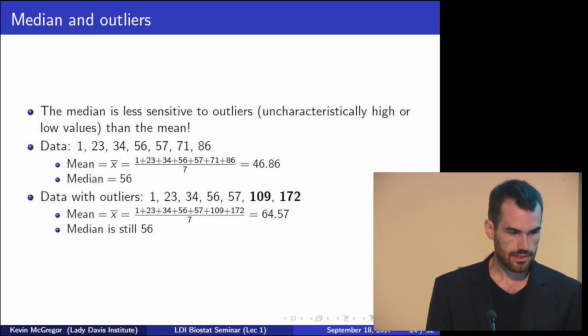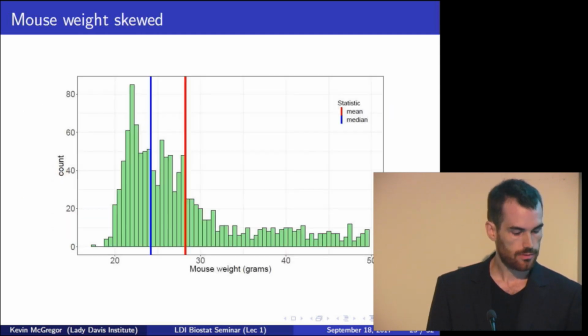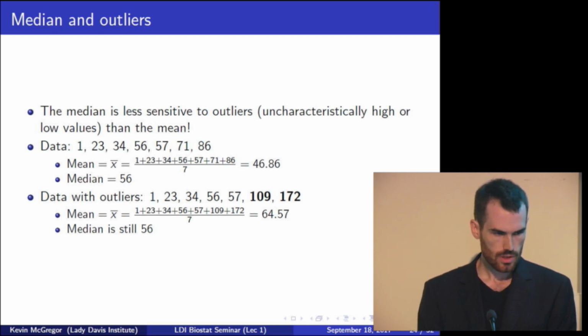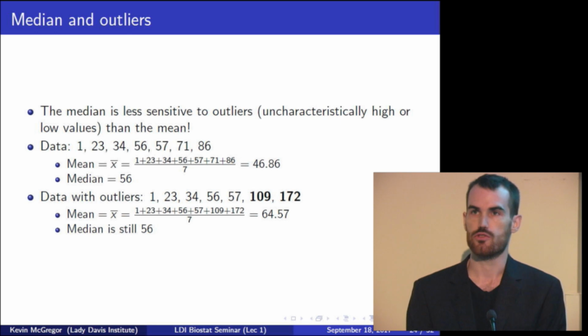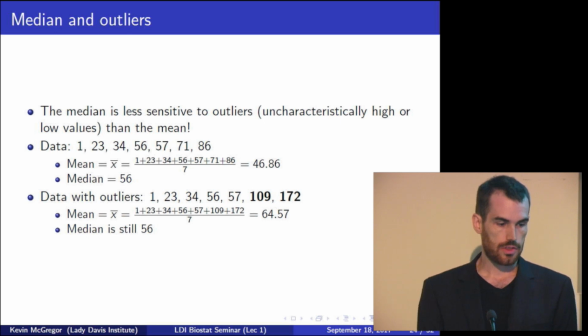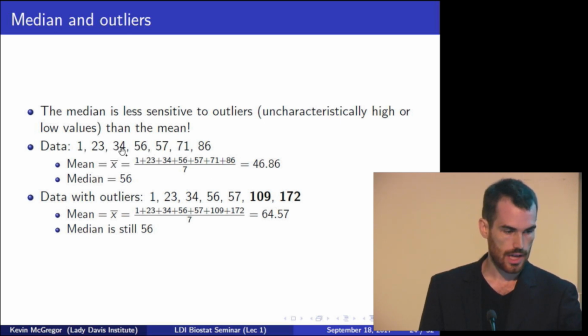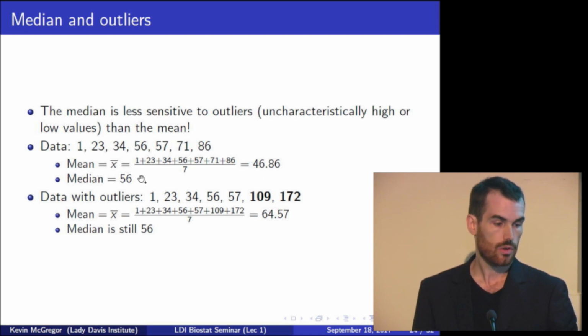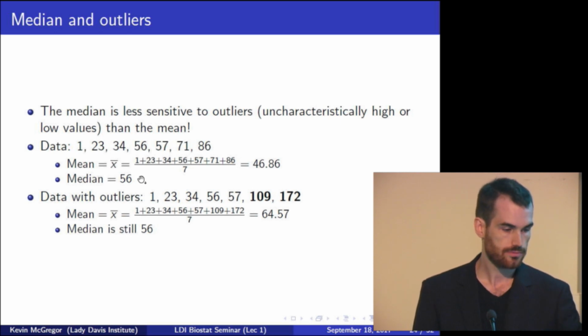So the last property, I forgot about this. The median is generally very robust to what we call outliers, or uncharacteristically high or low values, more so than the mean. I'll give you an example here. We have a data set with a bunch of observations. If I were to calculate the mean x bar, we get 46.86. And if we calculate the median, we have 56, as we did before.